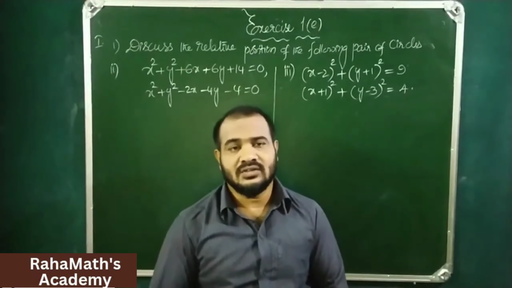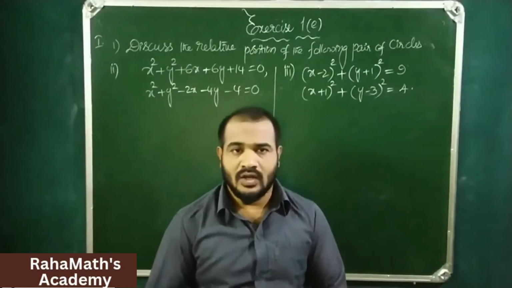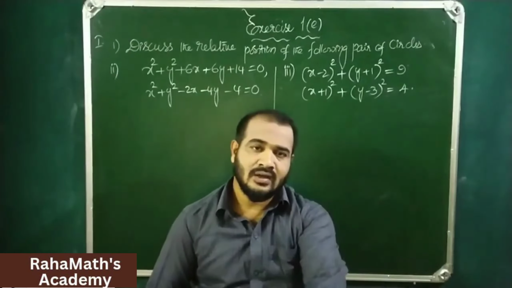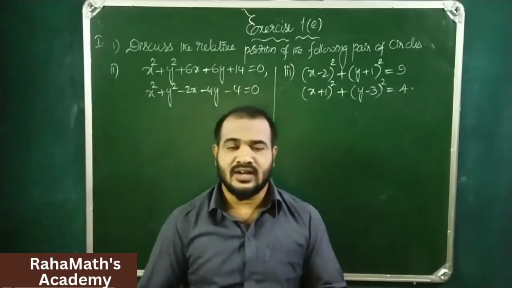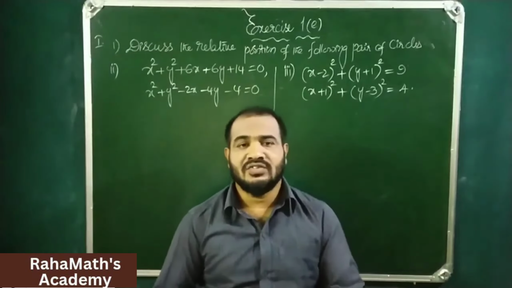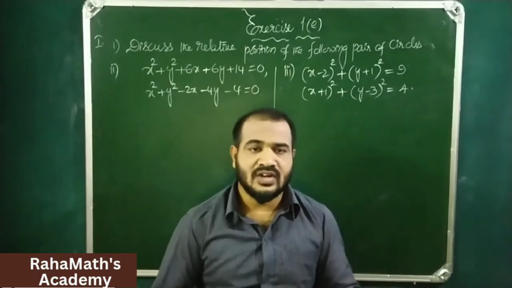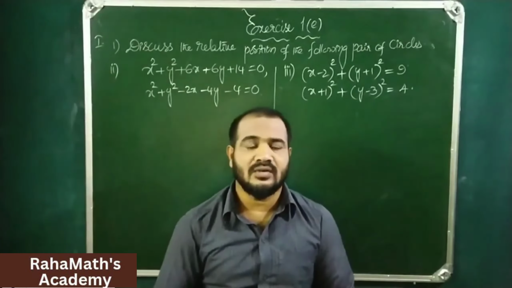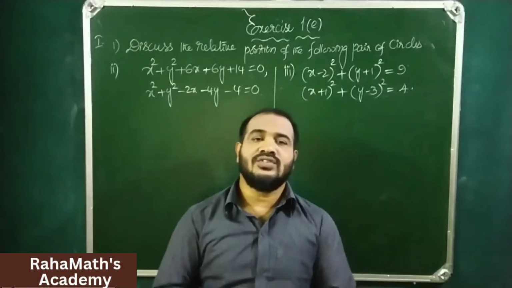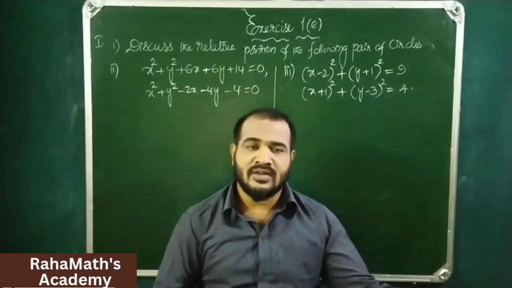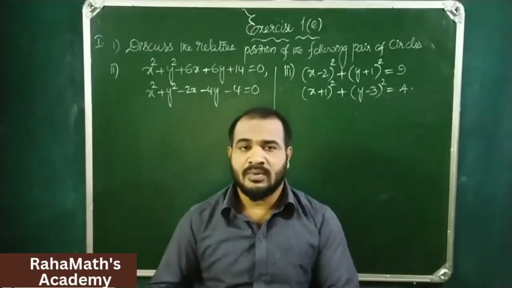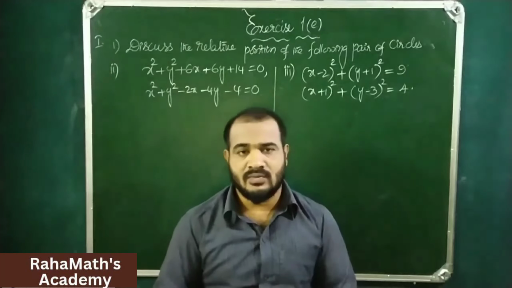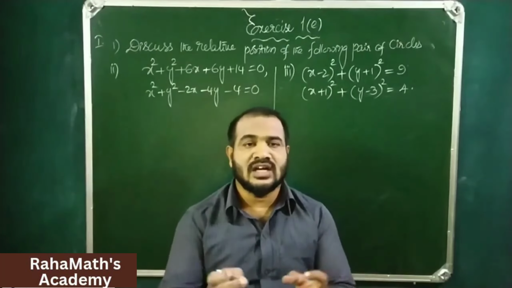So which condition is holding good? If C1C2 is greater than R1 plus R2, one circle lies completely outside the other; they neither touch nor intersect. If C1C2 is equal to R1 plus R2, then the two circles touch each other externally. And if C1C2 lies between modulus of R1 minus R2 and R1 plus R2, that is, modulus of R1 minus R2 less than C1C2 less than R1 plus R2, then the two circles cut each other or intersect.